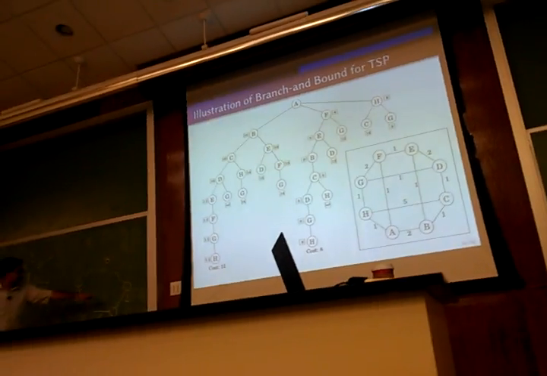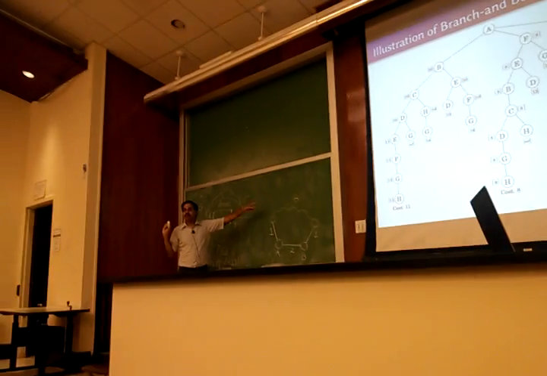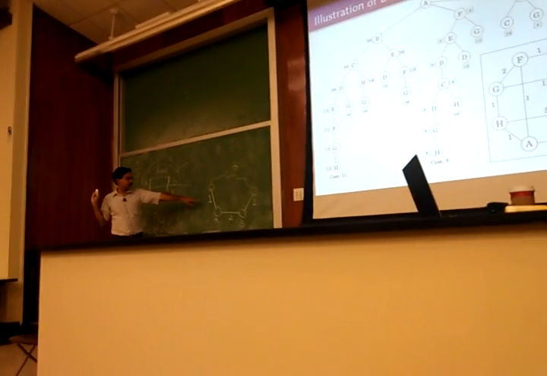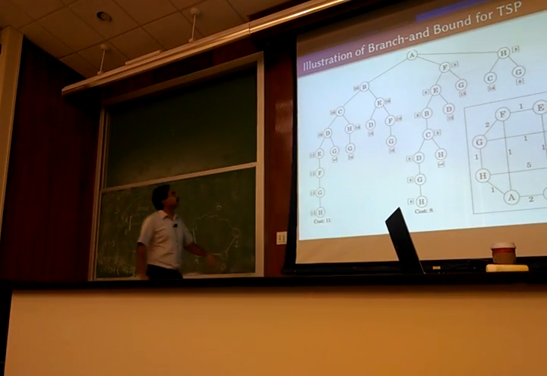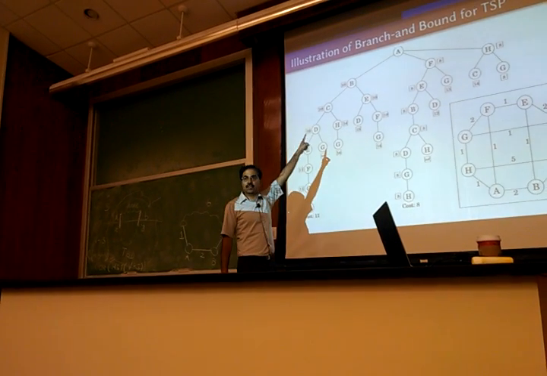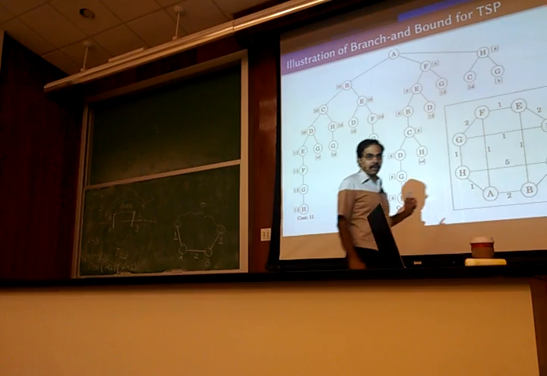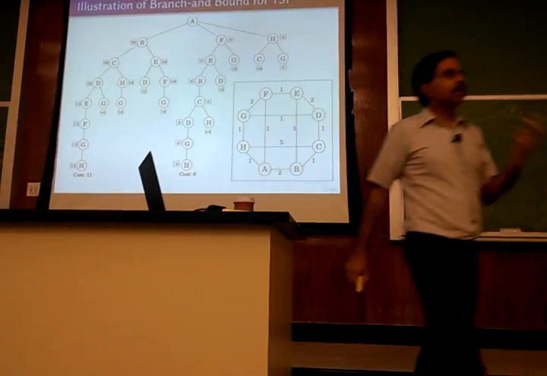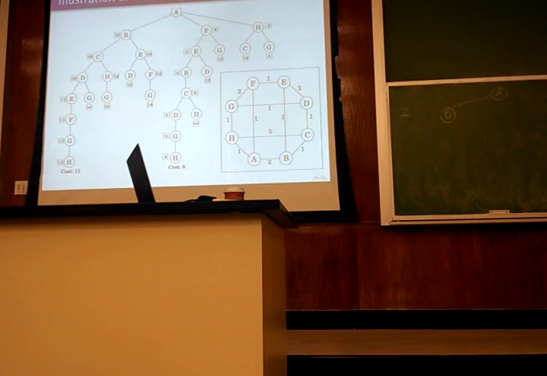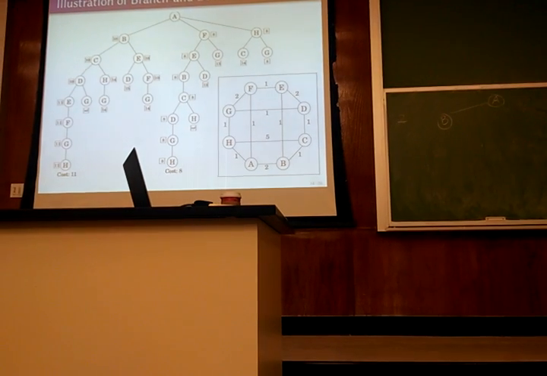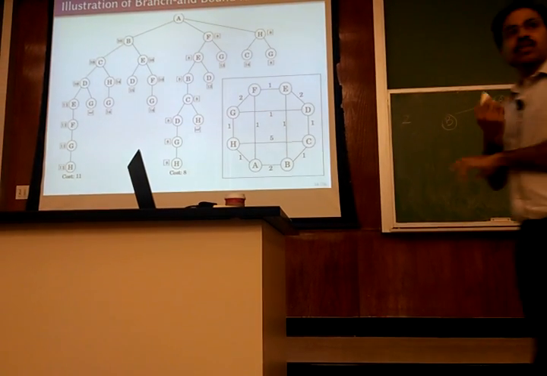So what is the bound on this solution? 10. So that's what you see over there. Next to B, you have calculated this bound and said, okay, the best solution I can find below this node is going to be 10. Any questions?